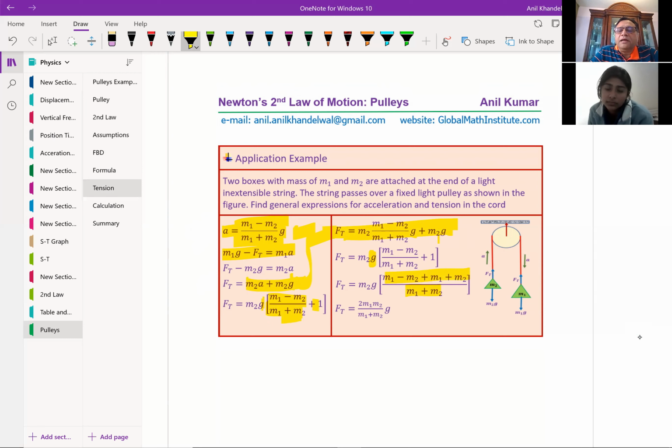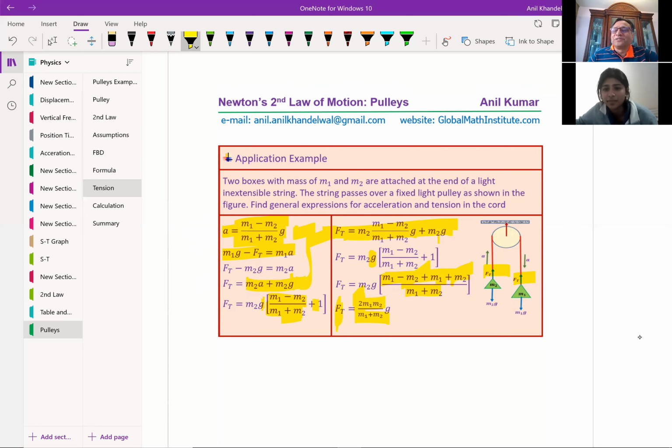Once you do that, the minus m2 and plus m2 cancel away. You get 2 times m1 times m2 in the numerator, with the sum of the masses in the denominator, times gravity. So that becomes the force of tension. It's just the same as the other one, just that there's a 2 in the numerator. You see there are 2 tensions going up, twice. So the tension doubles because both are acting up. So it makes sense, correct?